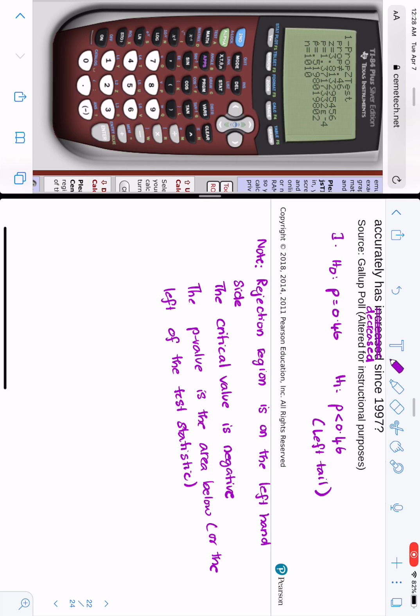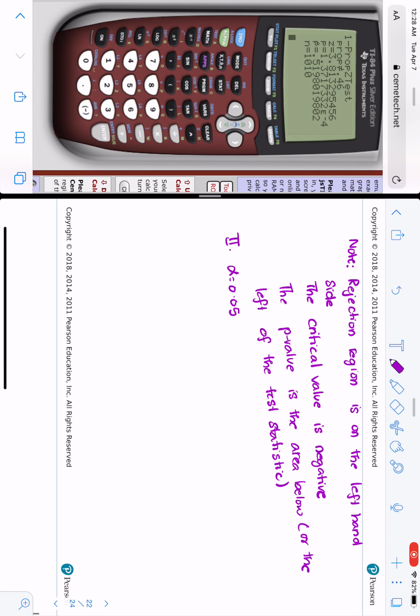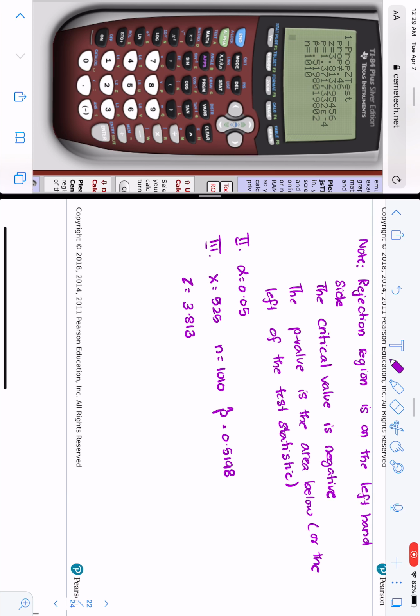Now we're not changing the value of alpha. We're keeping the value of alpha at 0.05. And we did not change the data, so nothing will change. So x is the same, n is the same, p hat is the same. The test statistic will also be the same.